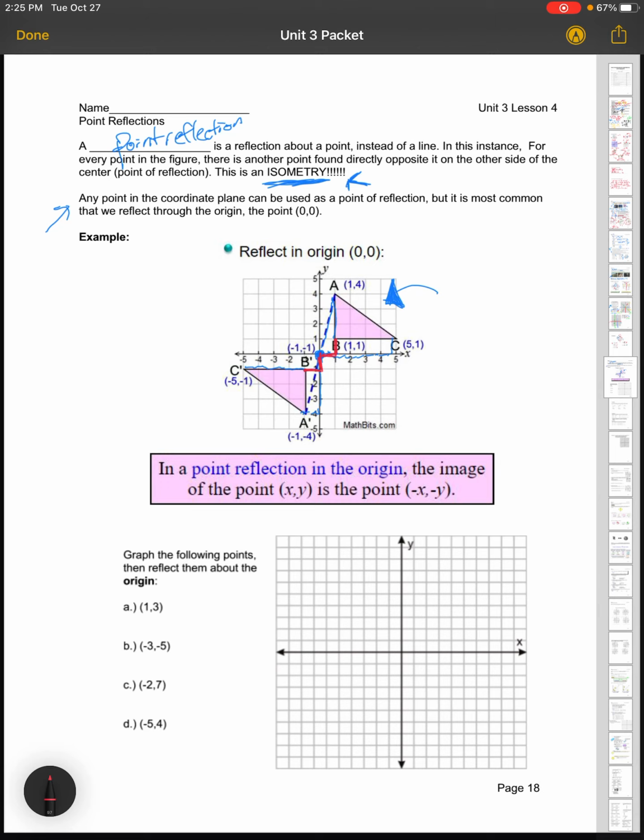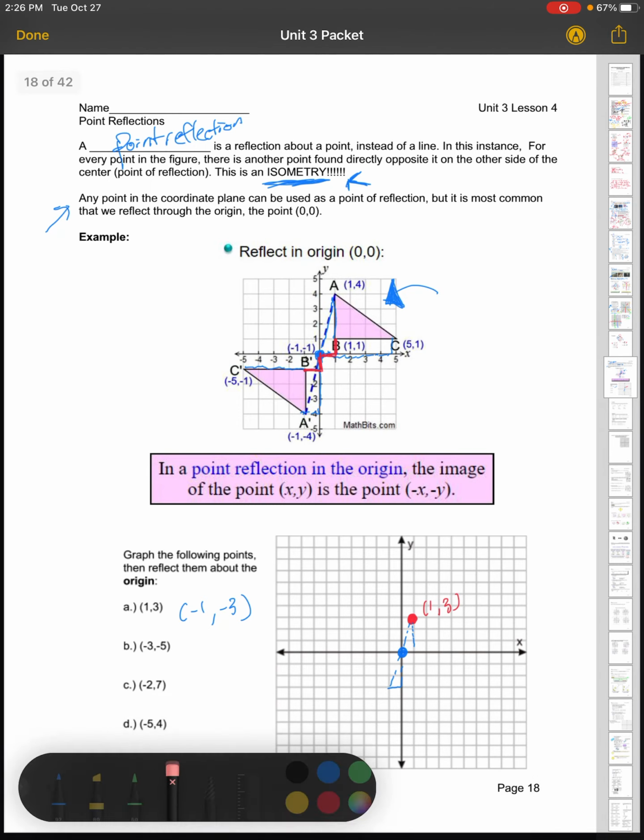So let's take the time to practice this a little bit. Let's graph the following points and then reflect them about the origin. Let's do our first point, 1, 3, reflected through the origin. So I count down 3 over 1. And again, if you take a look, it's directly opposite this point. So if I reflect through the origin, my new point is -1, -3.